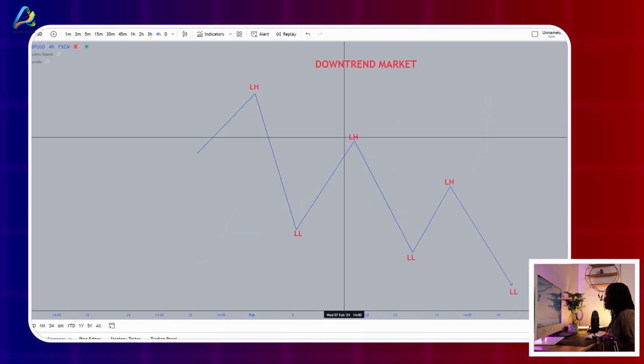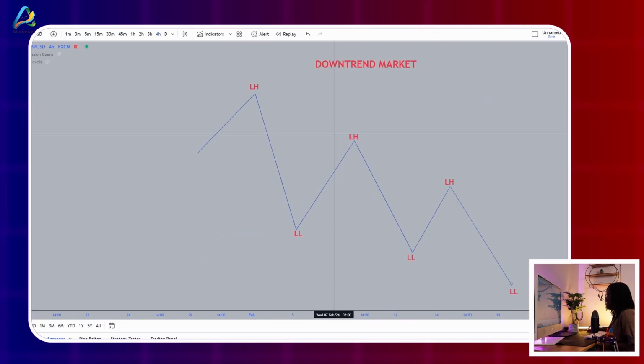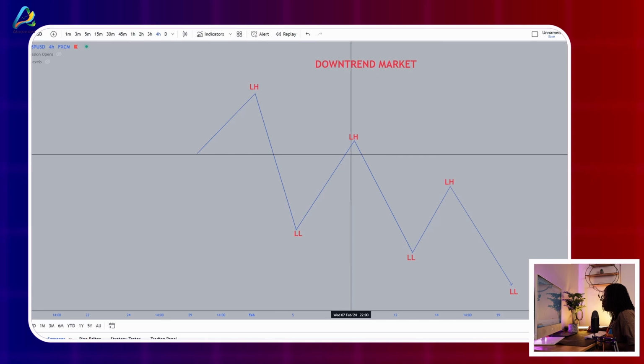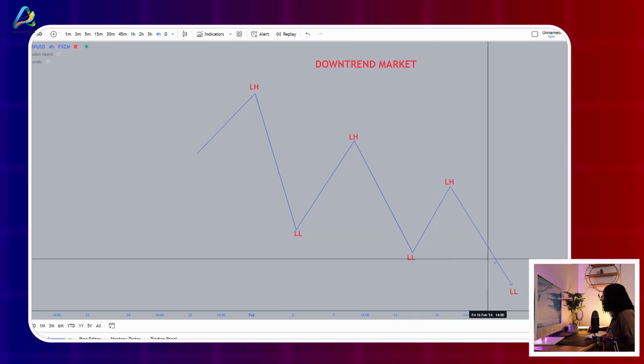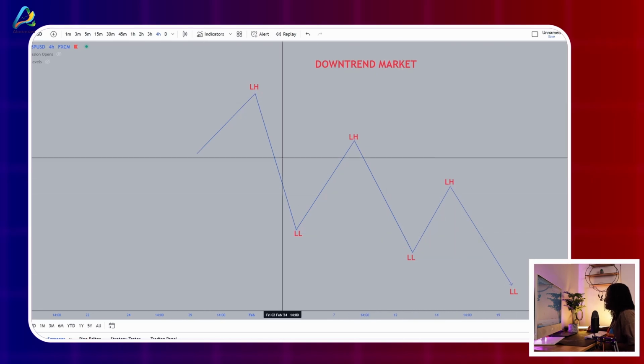Okay, so same thing for the downtrend market. In the downtrend market, remember I mentioned we have a series of lower highs and lower lows, lower highs and lower lows. So immediately we can tell this market is in a downtrend market.